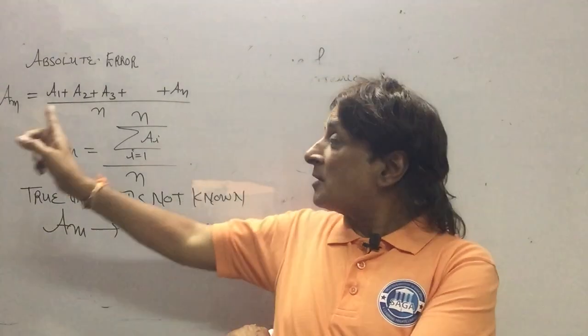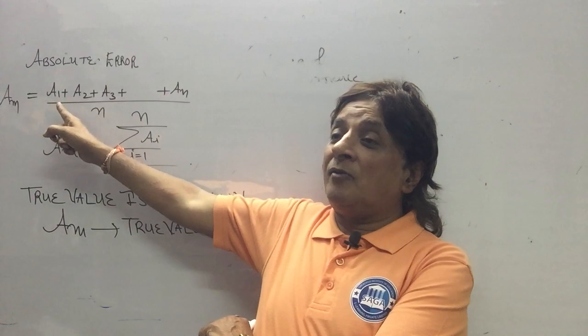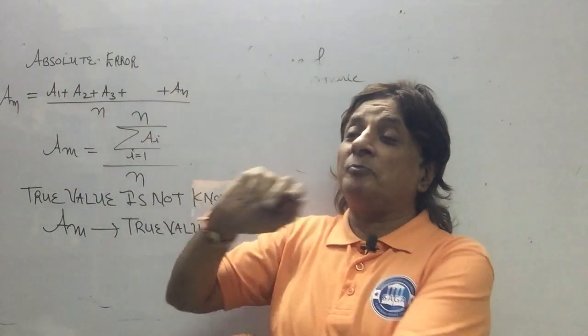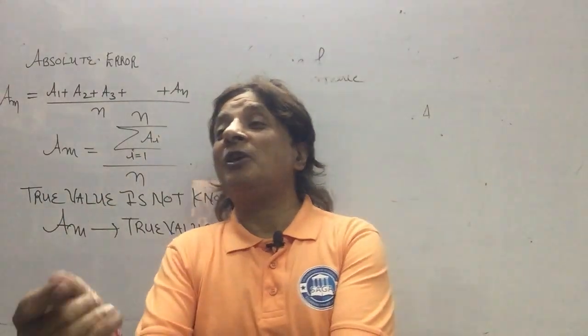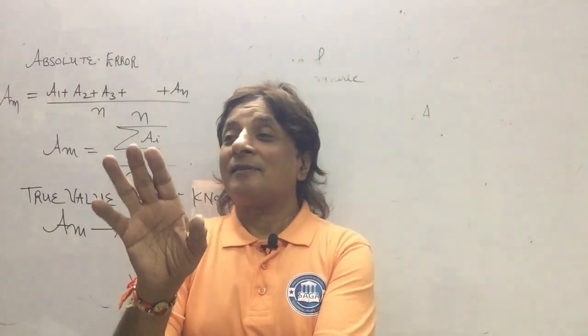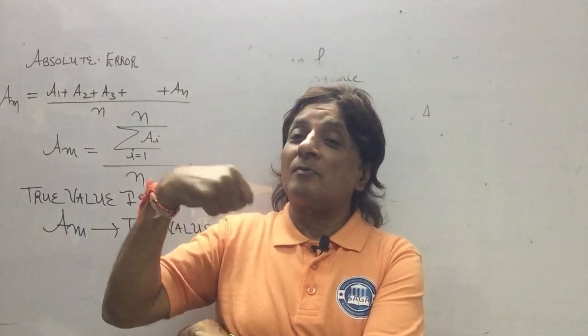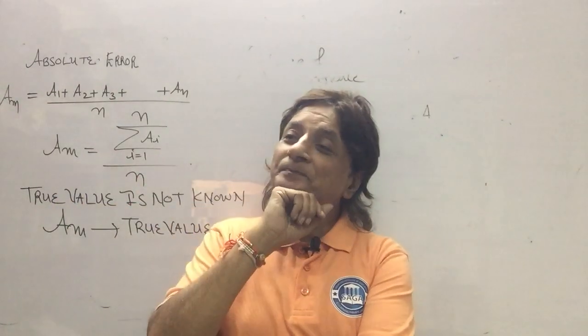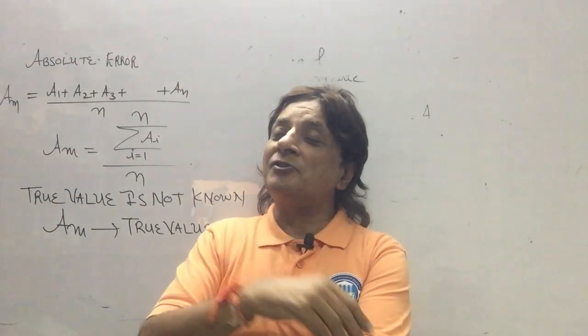Then A1, A2, so on to 100, divided by 100. That size they will stitch, and that will be released to the store.